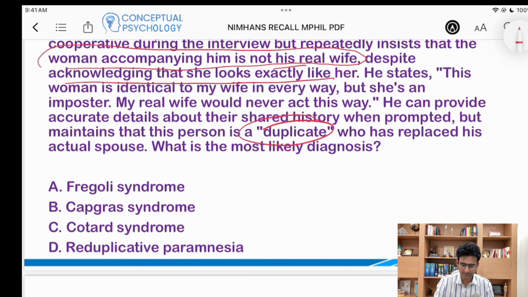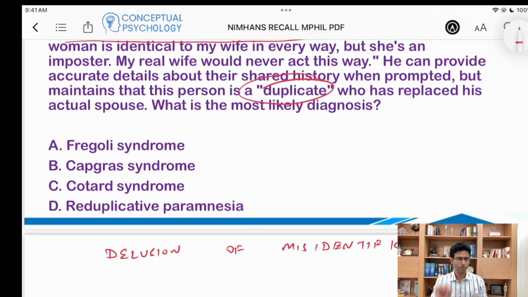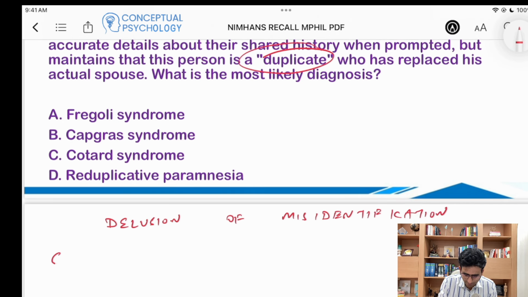So there is a clear-cut case of delusion of misidentification. If we talk about delusion of misidentification, basically the delusion involves the identity of the person. And we have got two most important syndromes in delusion of misidentification. What are they? We have got Capgras syndrome and we have got Fregoli syndrome.